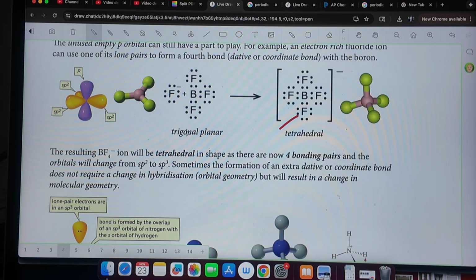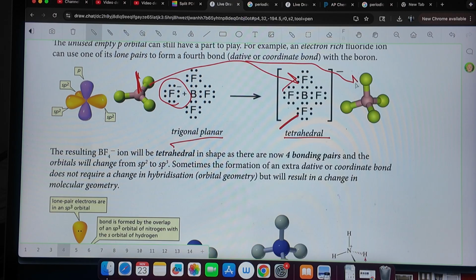Okay, this is trigonal planar, right? And then it becomes tetrahedral when it adds this fluorine here. The resulting BF4 minus ion will be tetrahedral in shape and will have 4 bonding pairs.